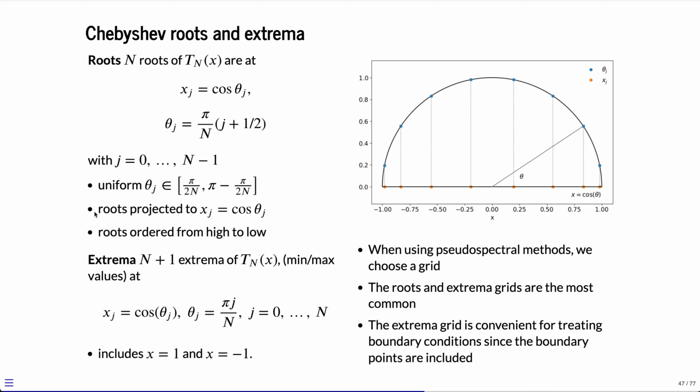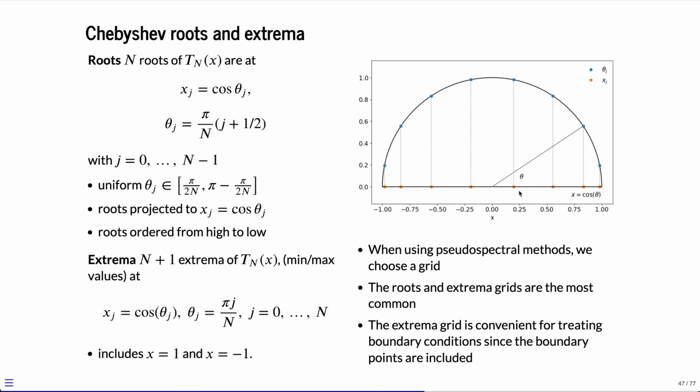Okay. Now, when using pseudospectral methods, we need to pick a grid for our locations. In Fourier methods, we used a uniform grid. In Chebyshev methods, we're going to use a non-uniform grid, and the most popular grids to choose are either the extrema grid or the roots grid. And in the next part, we'll look at Chebyshev interpolation to demonstrate why you want to use those grid points, basically to avoid the Runge phenomenon.